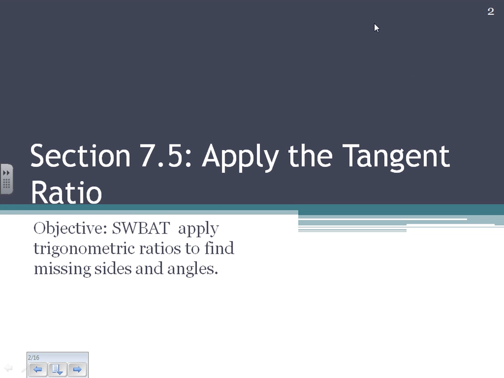Alright, so today we're covering section 7.5, which is apply the tangent ratio. This is part of trigonometry. For the next 3 lessons, our objective is students will be able to apply trigonometric ratios, I know that's hard to say, to find missing sides and angles. This is one of my favorite parts of math, so hopefully you guys will like it too. If not, then we just won't talk ever again.